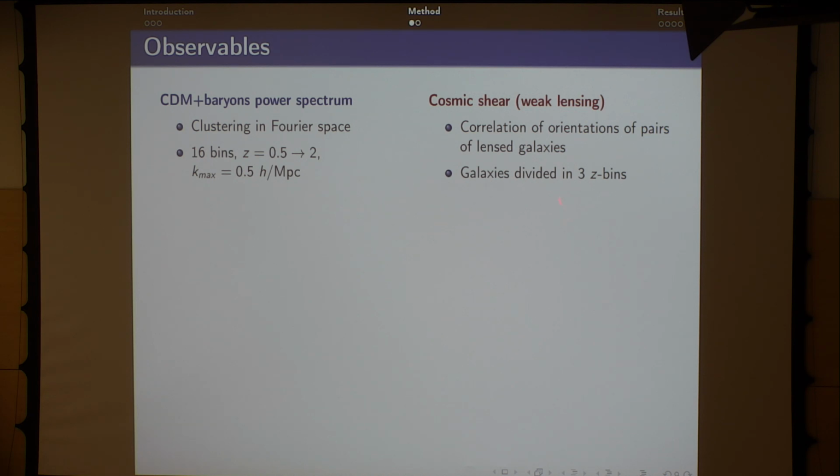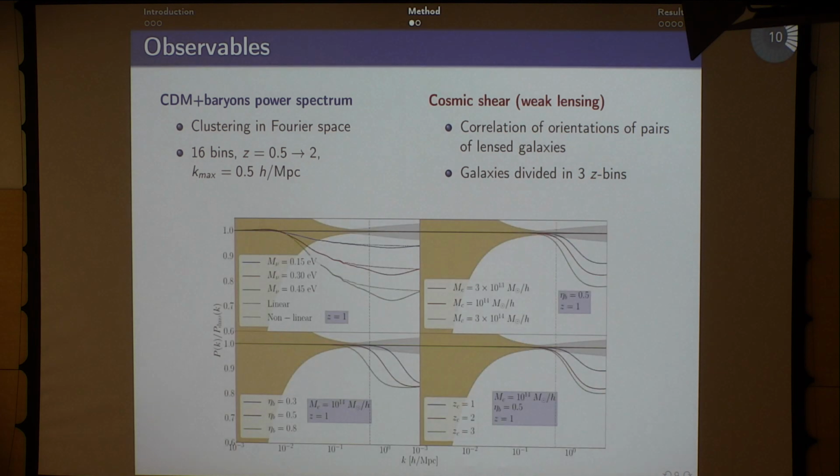And we also want to measure cosmic shear, the weak lensing power spectrum. That is, basically, you count pairs of galaxies which are aligned. So you want to compute the correlation of orientation of galaxies. And here we divide the galaxies into 3 different redshift bins. So how does baryon feedback and neutrino mass have an impact on observables?